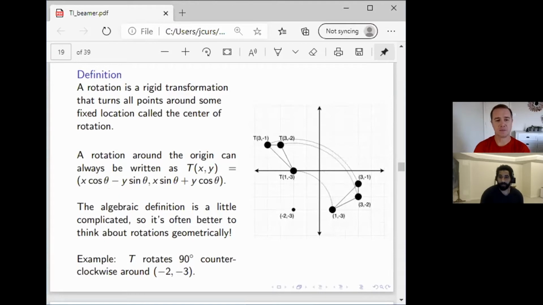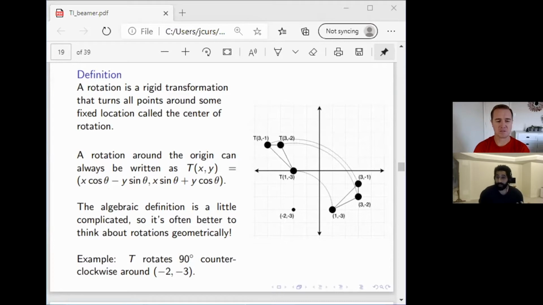And so the rotation, it does have an explicit formula. I understand it looks a little messy for rotating by a specific angle. So it's often better to think about these rotations geometrically, which is really what we'll do. But I do want to let you know there does exist a formula for this.